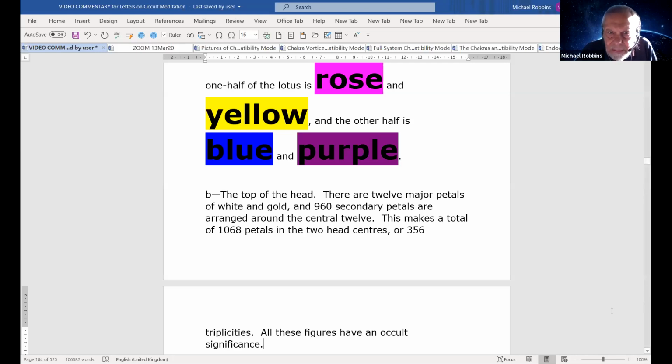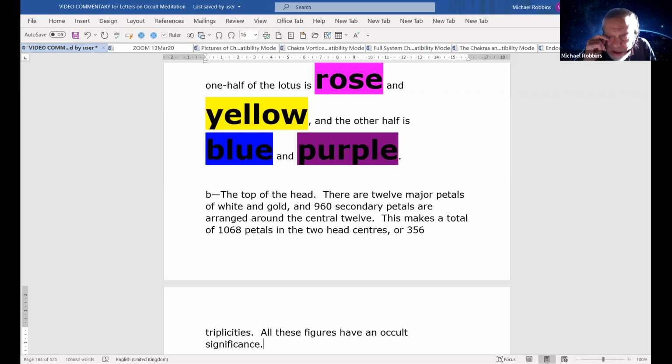So we have 356 triplicities. All these figures have occult significance, and I suppose a book could be written just on this alone. Roberto Assagioli did ask DK about the head center, and DK sort of demurred and said, well, it's a very esoteric center, and very little is given out regarding its structure. But I think there are enough hints to gather this together.